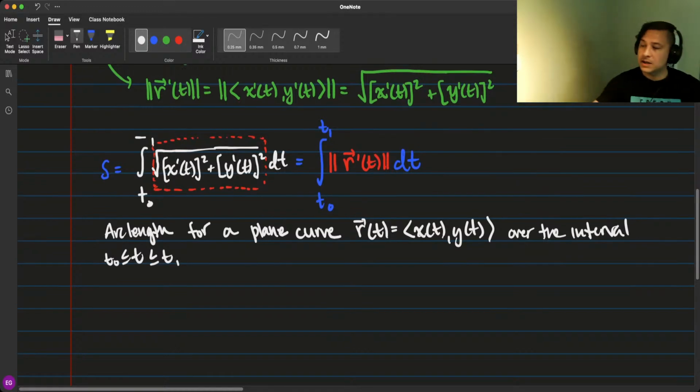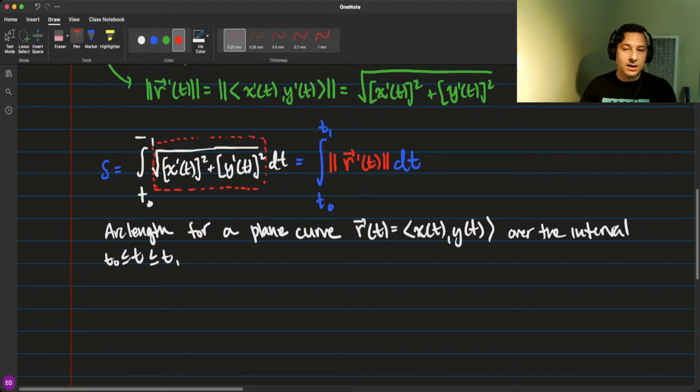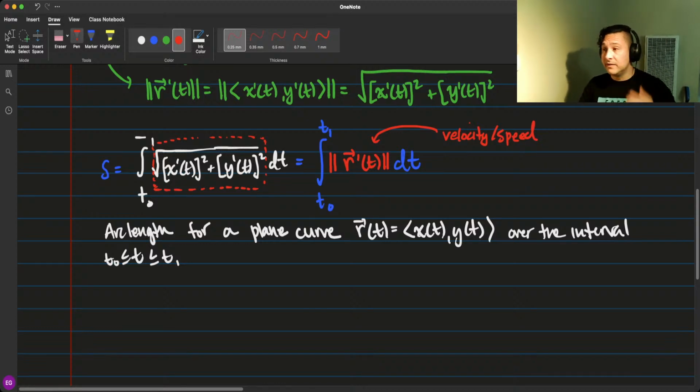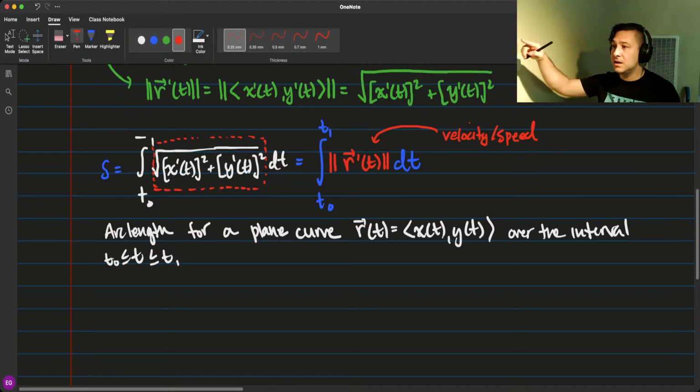Okay, and there's an interesting way to think about this. You can think of the magnitude here as basically being like velocity or speed. And if you think back to 101A, when you integrate velocity, what do you get? Position, right? Arc length is accumulated position, the distance traveled.